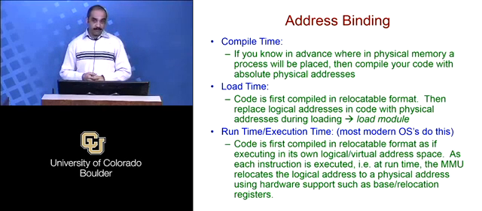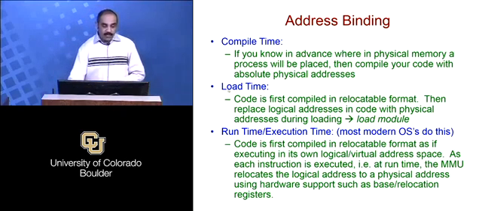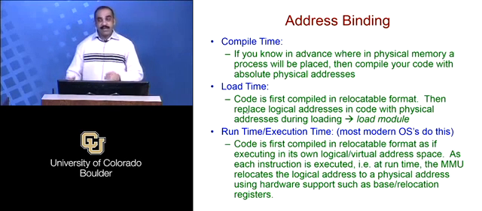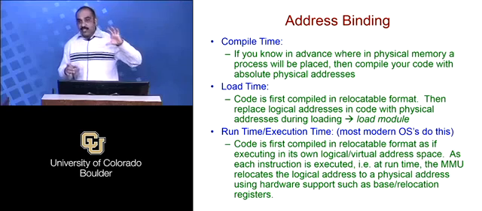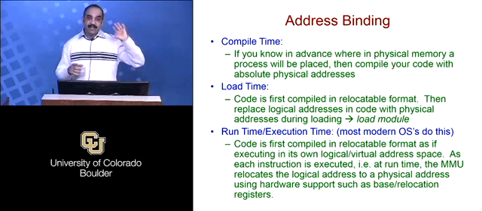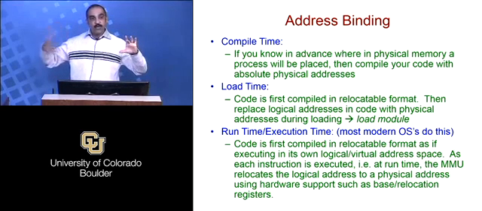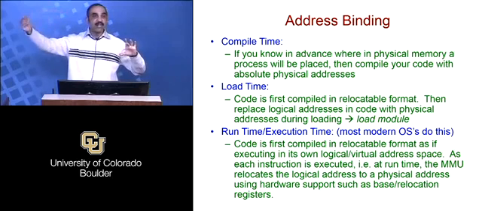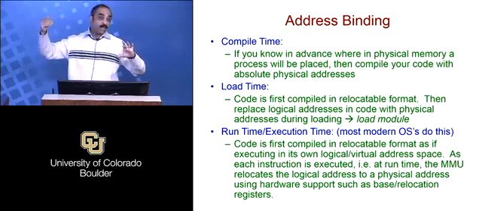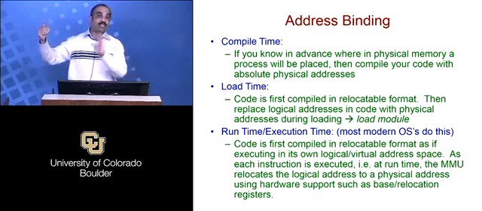The other option is load time. The executable image on the disk contains only the logical addresses. When you want to actually run the program, at that time the operating system determines the starting address, where it is going to load this executable. So at that time you come to know the beginning address of this program, and you change the logical addresses.